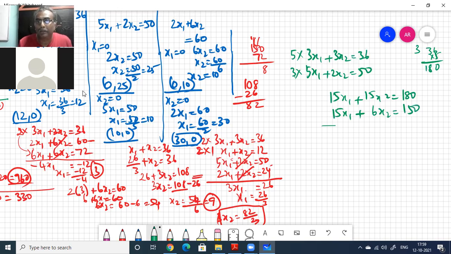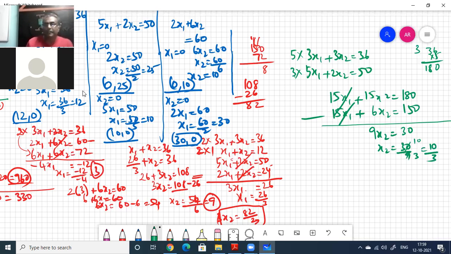Okay. Now you subtract, this will go off. 15x2 minus 6x2 is equal to how much? 9x2. 9x2 is equal to 30. Okay, x2 is equal to 30 by 9. Divide by 3, 10 by 3. X2 is coming 10 by 3.